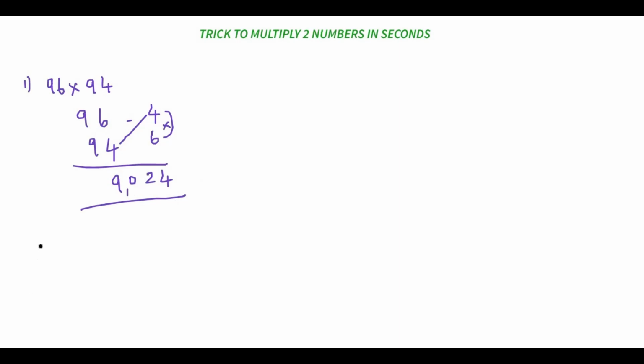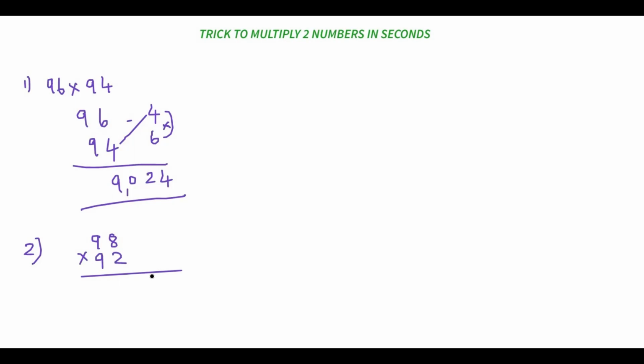Now let's see the second example for today. So let's take another random numbers like 98 and 92. So I'm going to take a random number of 98 and 92. So how are we going to multiply it? 98 times 92. How are we going to do it?